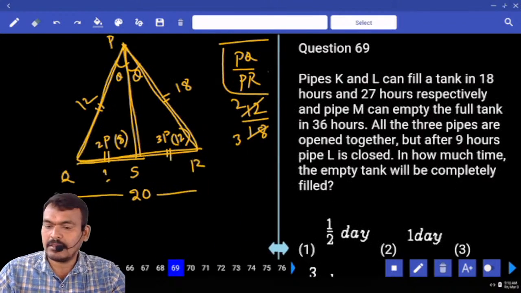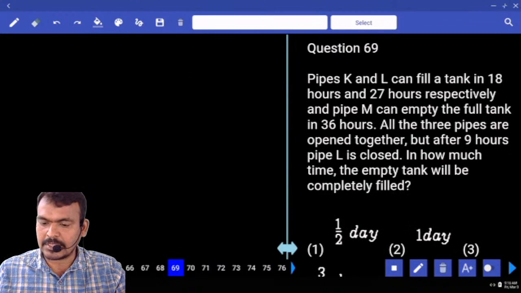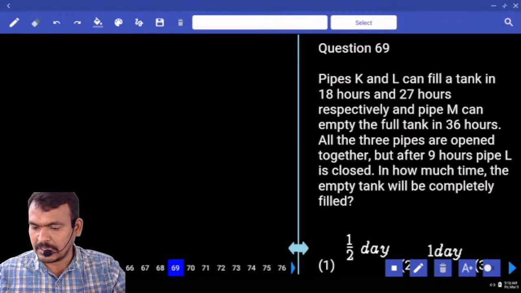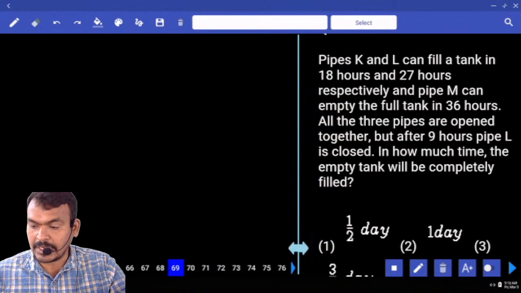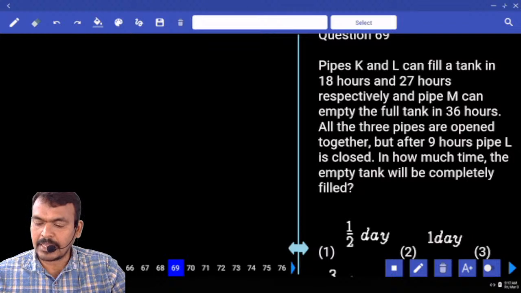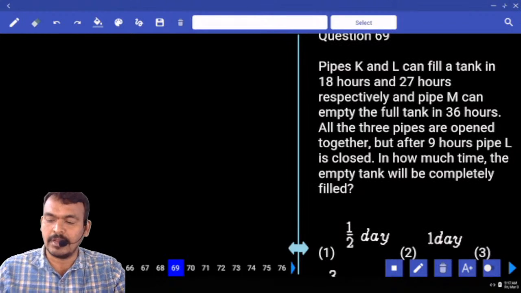Pipes K and L can fill a tank in 18 hours and 27 hours respectively. Pipe M can empty the full tank in 36 hours. If all the 3 pipes are open together but after 9 hours, pipe L is closed, in how much time will the empty tank be completely filled?